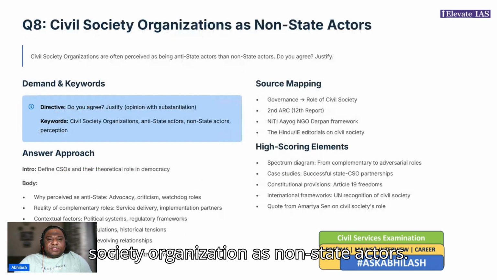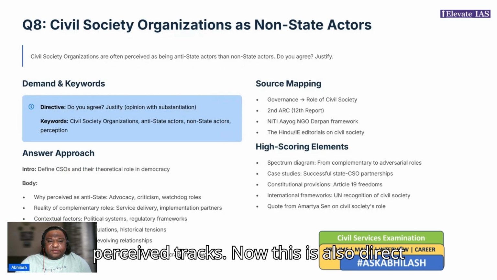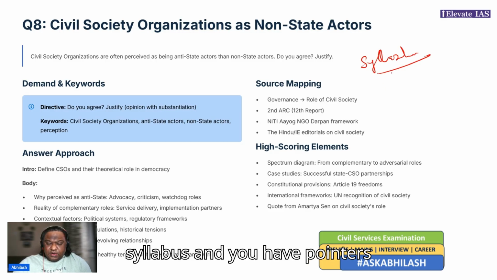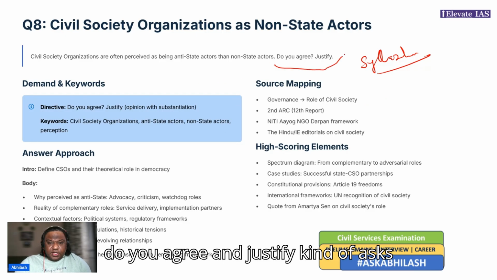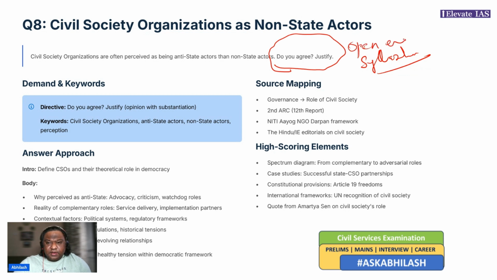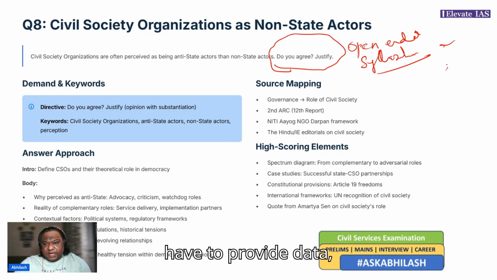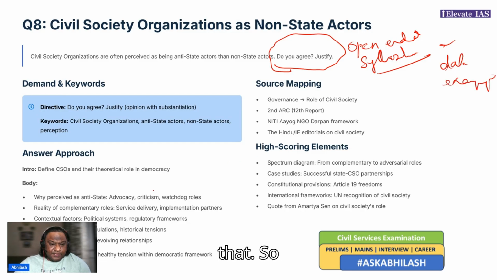Next question is about civil society organizations as non-state actors. Now, civil society organization is often perceived as... now this is also direct from the syllabus. Direct, it is a part of the syllabus, and you have to have pointers for it. So the question here is 'do you agree and justify', which asks for an open-ended opinion. So when you give any opinion, it has to be well-grounded. You have to provide data and examples on why we are giving this.